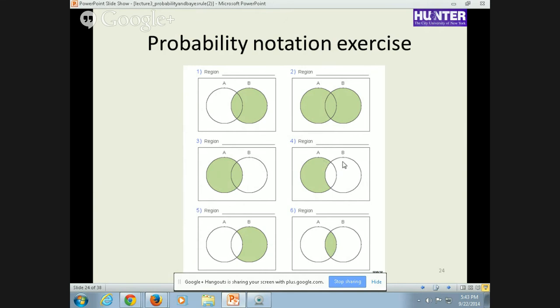So the question was, could we write this as a conditional probability? Yes, we could. The probability of A when it's not B. No, it's not that conditional. Let's get to that after we do Bayes' rule.